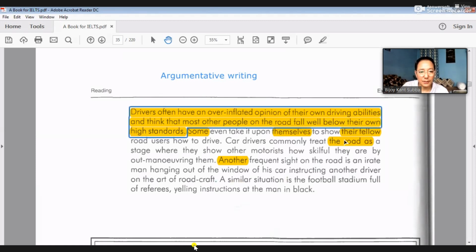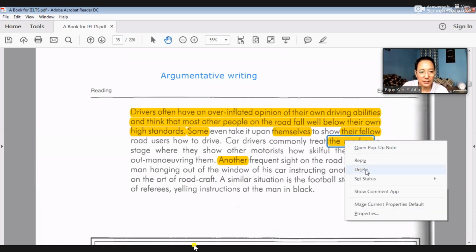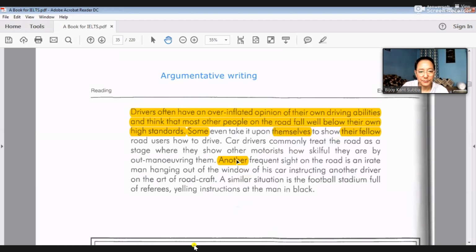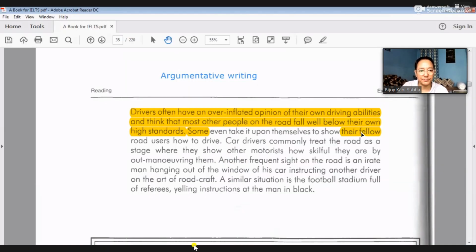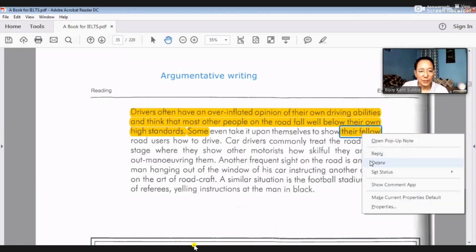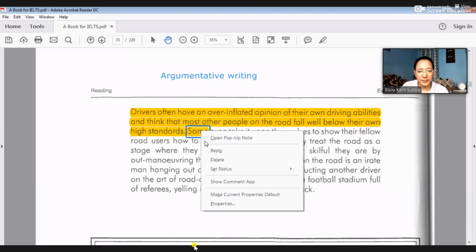Okay, let's delete this. And this. And this. All right, now I want you to focus on the last sentence.